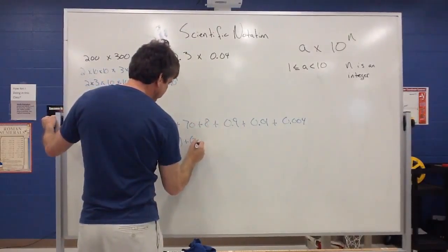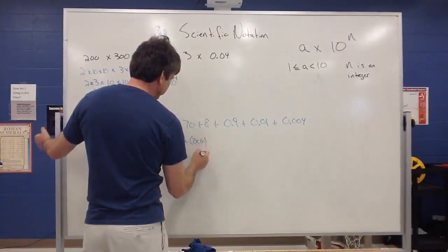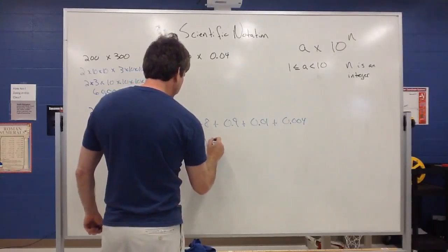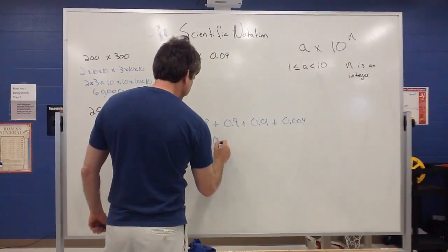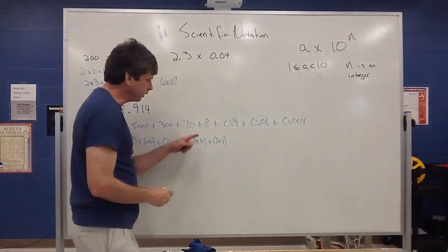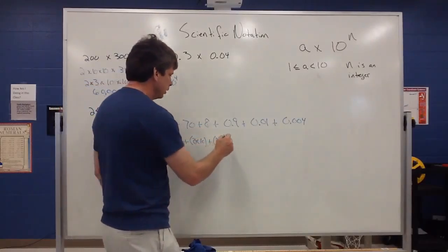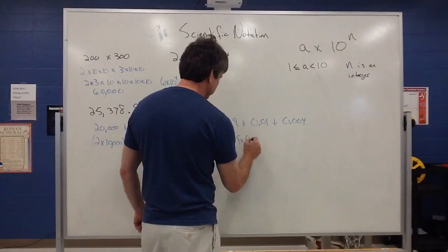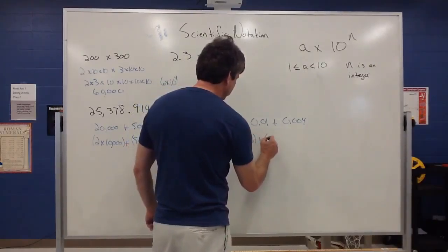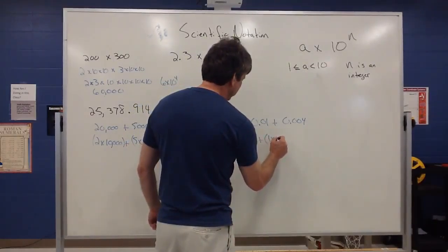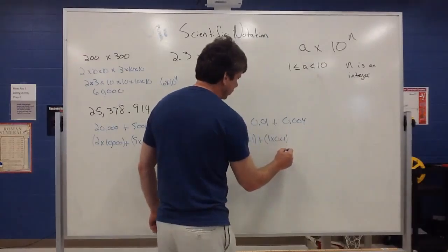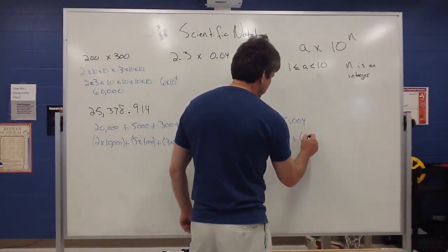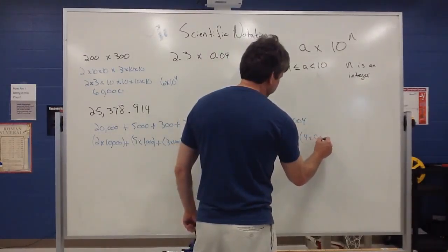So that's going to be 7 times 10 for 70, plus then 8 times 1. Since that's in the ones place, that's 8 ones. Plus then that's going to be 9 times a tenth. Plus that's going to be 1 times a hundredth. And that's going to be 4 times a thousandth.